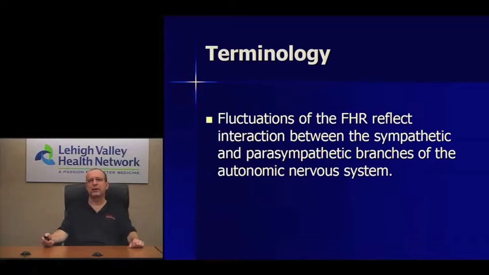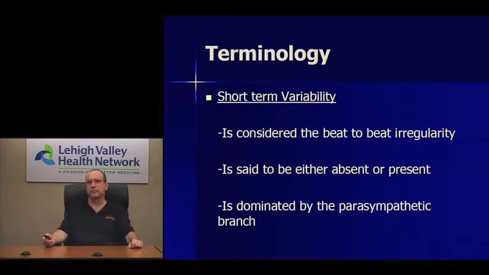Fluctuations of the fetal heart rate actually reflect an interaction between the sympathetic and the parasympathetic branches of the autonomic nervous system. So short-term variability, the beat-to-beat irregularity, is said to be either absent or present. And I don't think you would actually see this, but it's nice to know, it's dominated by the parasympathetic branch.